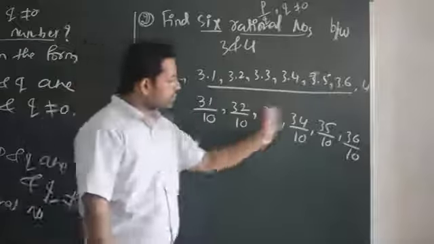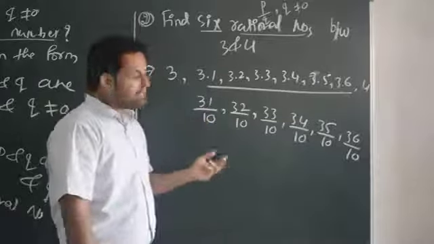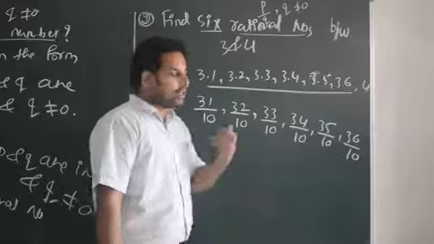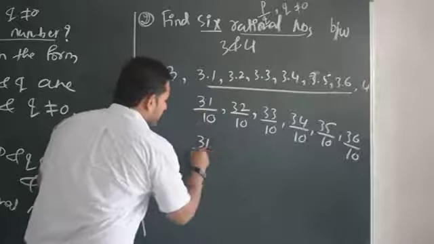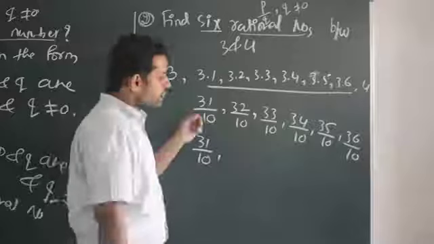Yes, they are in the form of p by q, where p and q are integers and q is not equal to 0. Can you reduce 31 divided by 10? There is no reduction, you cannot cancel anything. That's why I am leaving it like that.